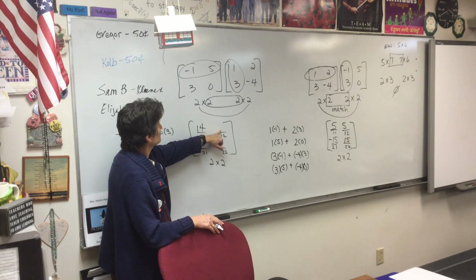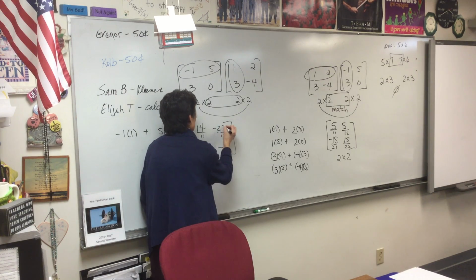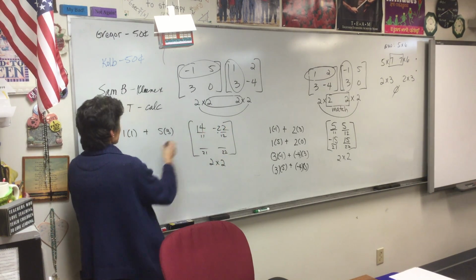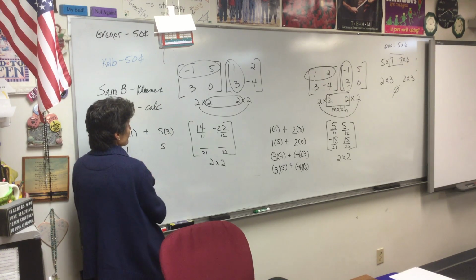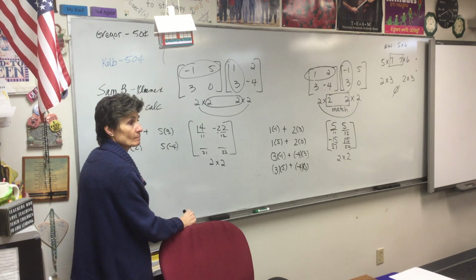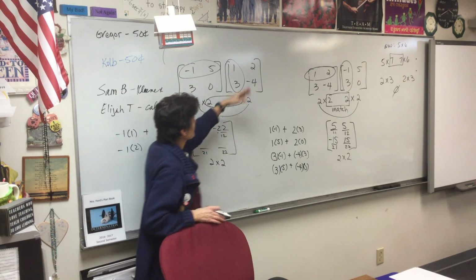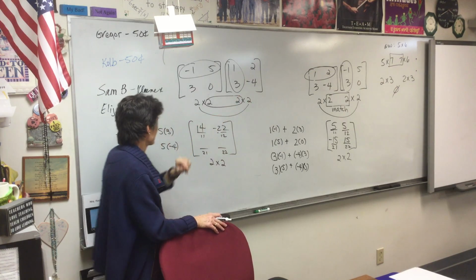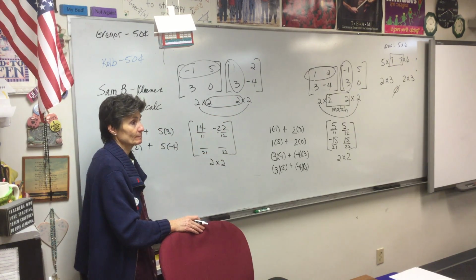-6. I don't think it's negative 6. -22. Negative 22. Remember, to get that spot, you have to take the first row, Brittany, which is negative 1, 5, times the second column, which is 2, negative 4. So we get negative 22 for that spot right there.